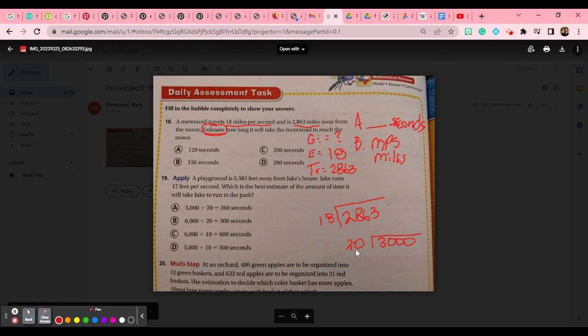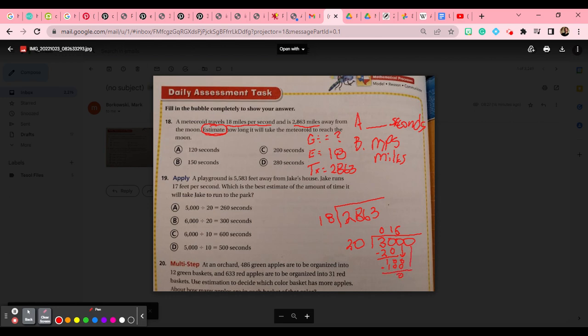So I'm going to look at this. 20 can't fit into 3. I'm just going to put a 0 here since it can't fit. 20 can fit into 30 though, and that can happen one time. So I multiplied 1 times 20, and then I'm going to subtract 30 minus 20. It's going to give me 10. Okay, I'm going to bring down my next 0. Okay, how many times can 20 fit into 100? 5 times. Okay, 5 times 20 is 100. Subtract, and I have 0.